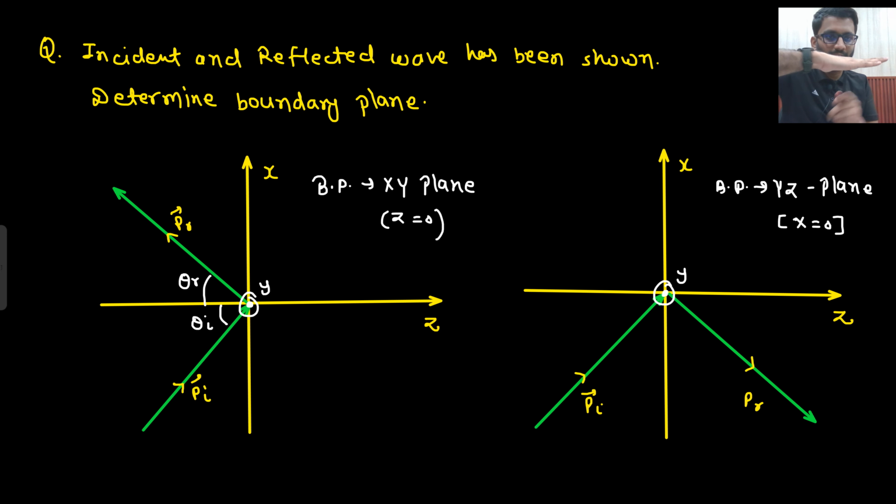Now this is your boundary plane. So the perpendicular would be like this. This is my perpendicular, and this is my incident wave. So along the perpendicular it is defined. So this is my theta I, and this would be theta R. This is the incident angle, the reflected angle. Is that clear to you? Everything is crystal clear, right?